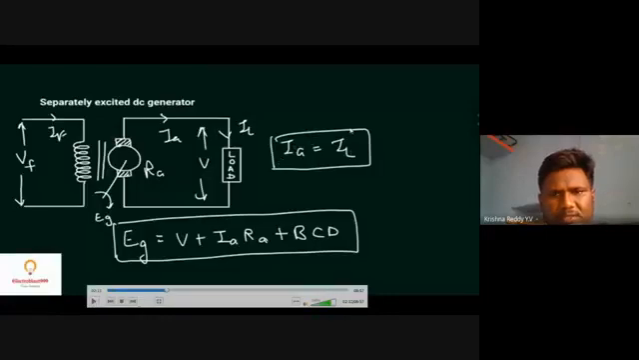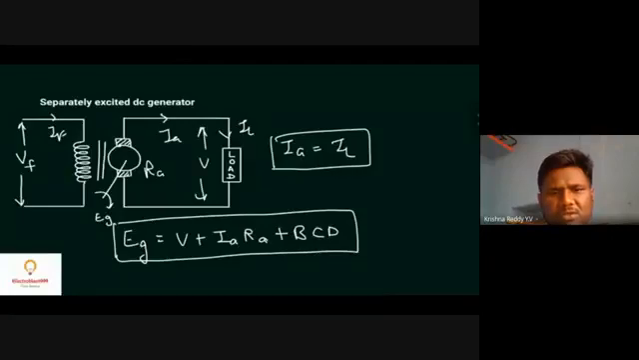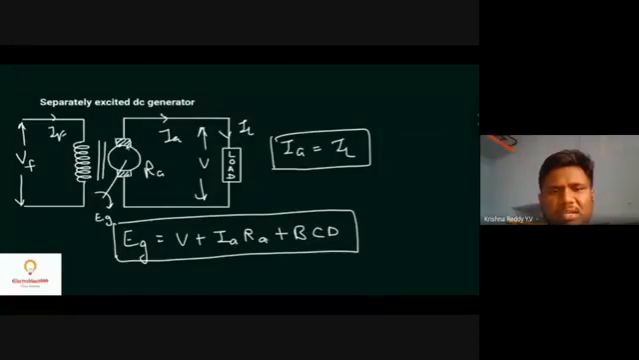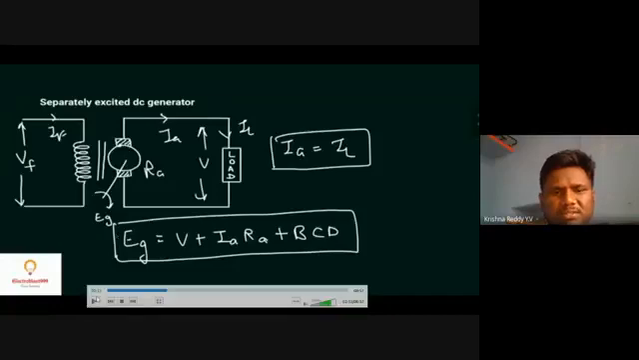These are the equations involved in the case of a separately excited DC generator. The armature current is equal to the load current. By applying KVL, we get the induced EMF E is equal to V plus IaRa drop plus, if you have a brush contact drop, you can include it: E equals V plus IaRa plus BCD. Here BCD represents brush contact drop. The purpose of the brush is to collect the current from the armature conductors.